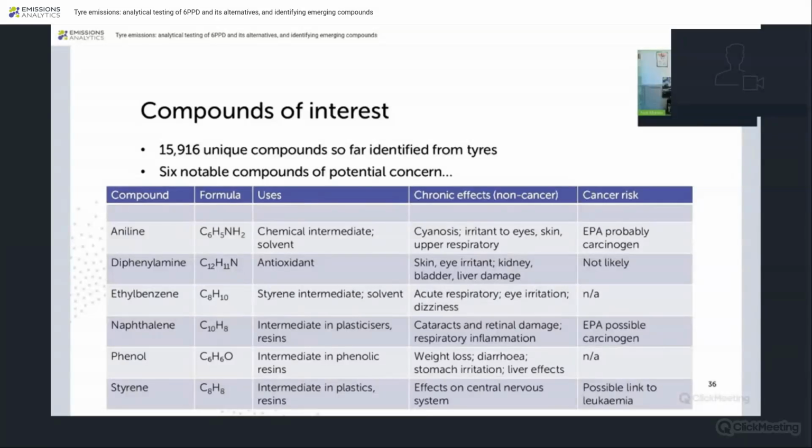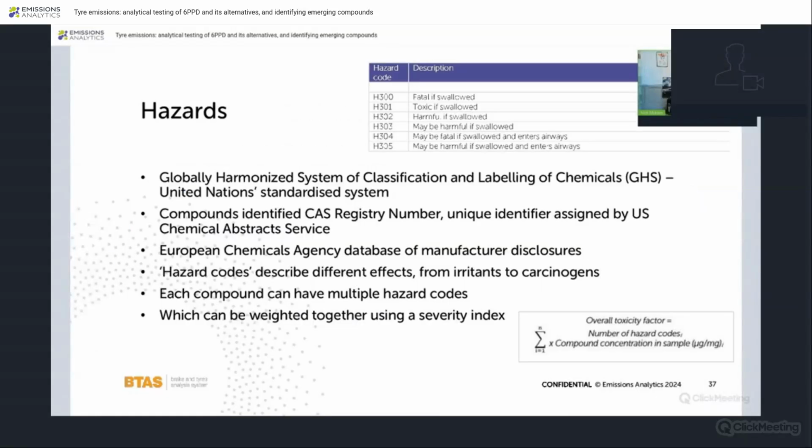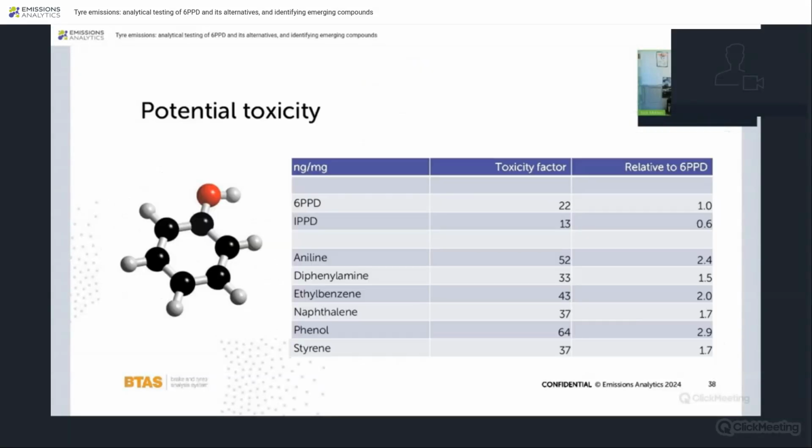This is not an exhaustive list, but these are ones that we've selected on the basis of their potential hazard and also their prevalence in the tyres. We assess that hazard by essentially coming up with a weighted toxicity factor using the hazard code submitted to the European Chemicals Agency. I don't plan to go through that in detail today, and that's something we can discuss offline, but it is a good first pass way of assessing the potential toxicity of these compounds. As we can see here, if we apply that method to 6-PPD, and I've chosen IPPD as one alternative, and then these other compounds we're identifying, you can see often that these have potential toxicity of more than double 6-PPD's.